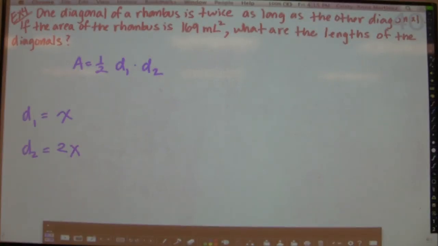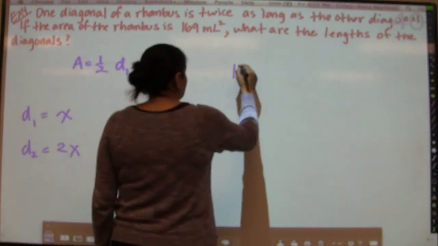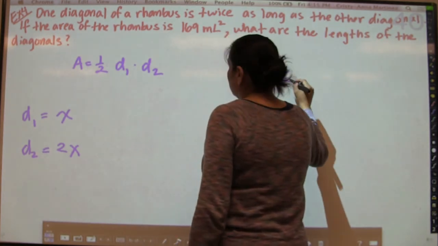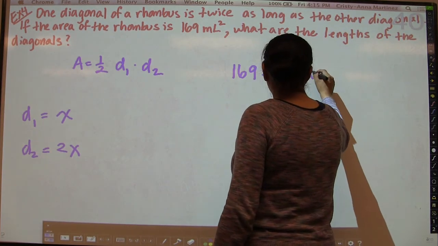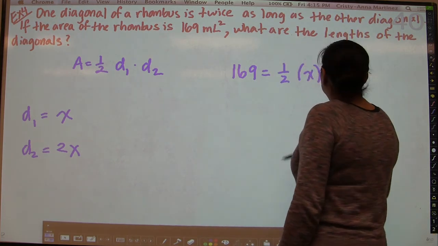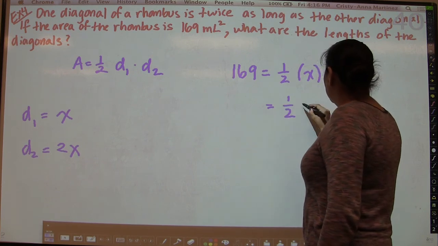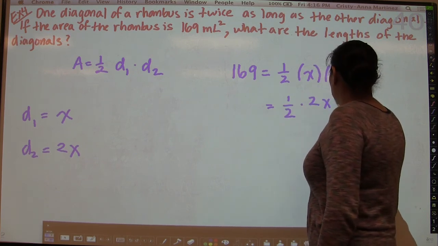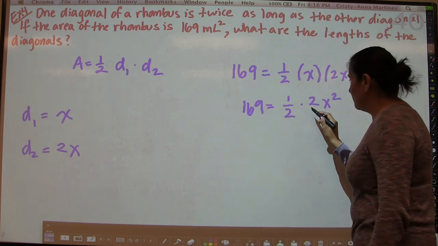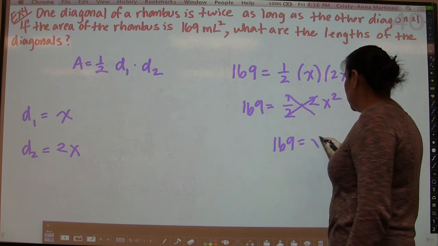So all I have to do is know that the area is 169 square milliliters. So I'm going to replace the area with 169. And then in the place of diagonal 1, we're going to put x, and in the place of diagonal 2, we're going to put 2x. So now I'm going to get 1/2 times x times 2x equals 169, but the 1/2 times 2 is going to cancel, and you're going to get 169 equals x squared.